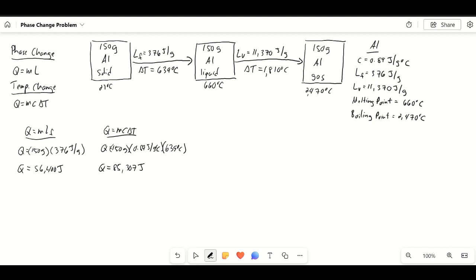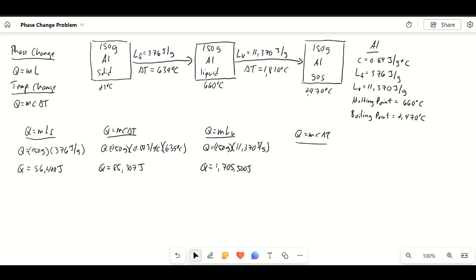Now we have another phase transition when we're boiling, so we use Q equals M LV this time. So again, 150 grams, and this time we're using our 11,370 joules per gram. We multiply those together, we get 1,705,500 joules.